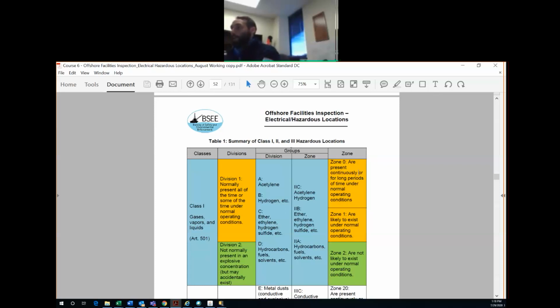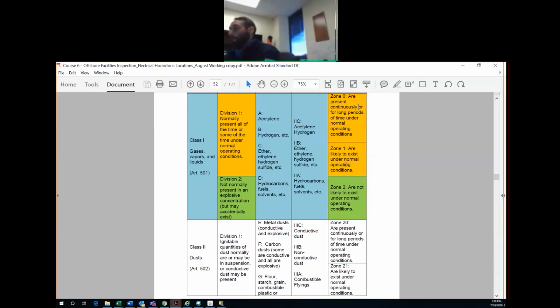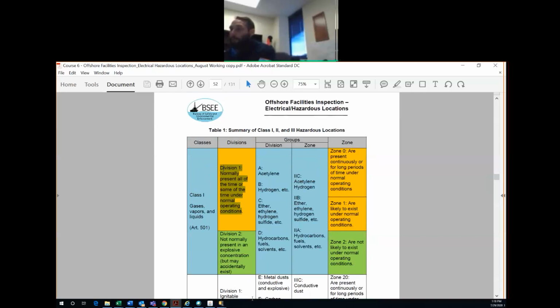It's where hazardous gases are present continuously or for long periods of time under normal operating conditions. Zone 1 is where gas is a little less likely to be around than at zone 0. And zone 2 is where it's not likely to exist under normal circumstances. And so there you have it. That's the big difference between API 500 and 505.